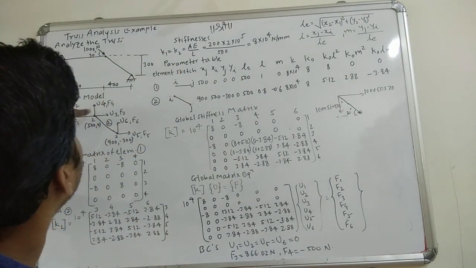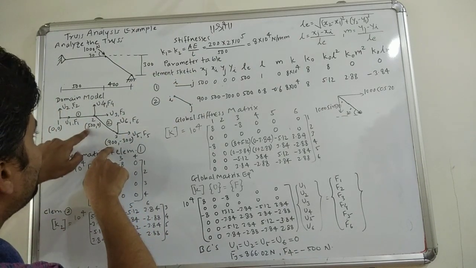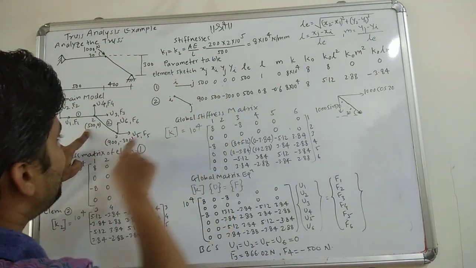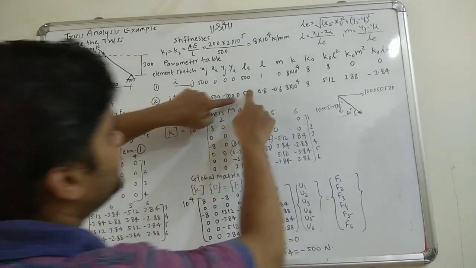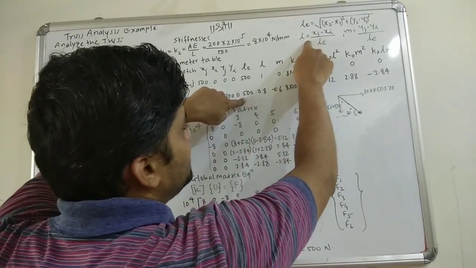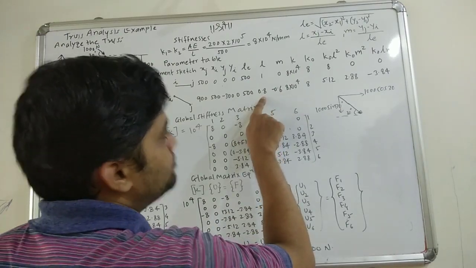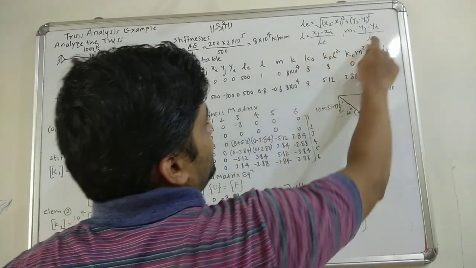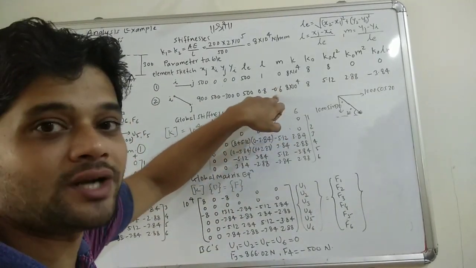The xj value is 900, the xi value is 500, then the yj value is minus 300, and yi value is 0. The length we have already found out, which is 500. L can be found from xj minus xi upon Le, which comes out to be 0.8. M can be found as yj minus yi upon Le, which comes out to be minus 0.6.